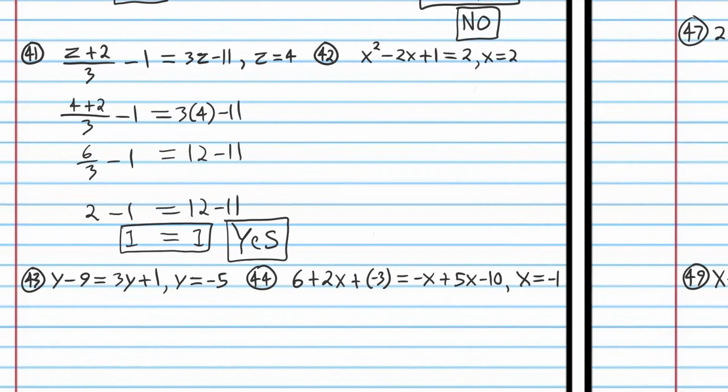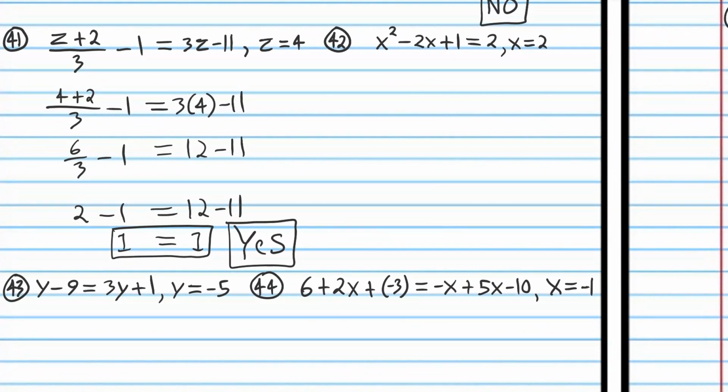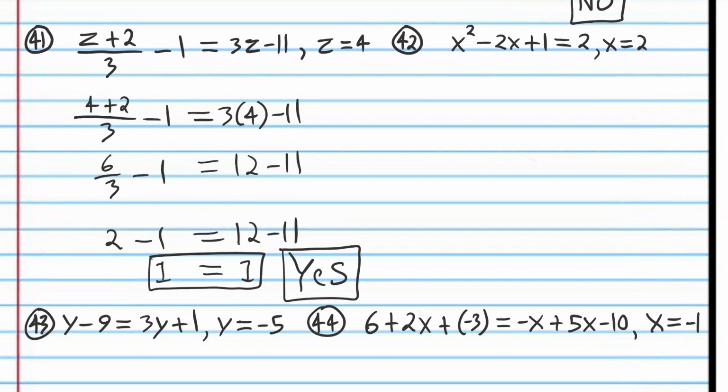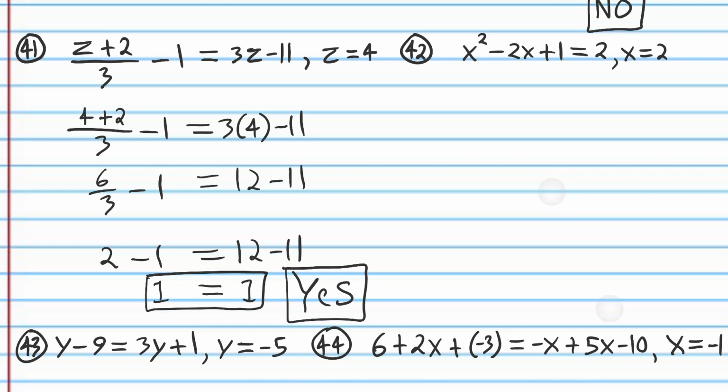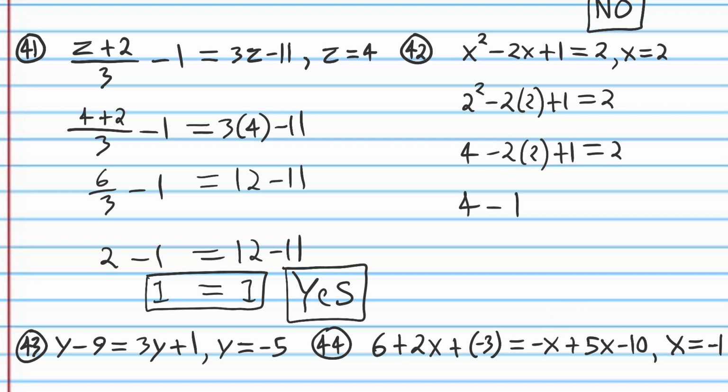So if you got that right, good job. On to number 42. Go ahead and attempt number 42, and when you come back, we'll do it together. All right, we're back. That's that rare case where you don't need parentheses on that first term there. And 2 to the second power is 4. I'm just going to do this step by step. And negative 2 times 2 is negative 4.